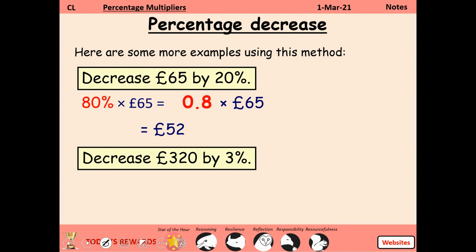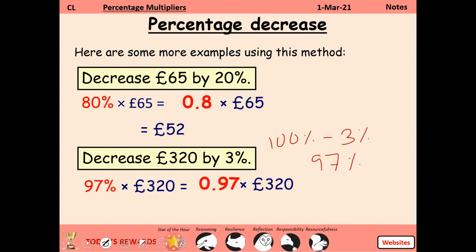Decrease £320 by 3%. So what do I do? 100% minus 3% is 97%. And as a multiplier, you just divide it by 100. So that'll be 0.97 times £320, and that'll give you £310.40. And that's how we work it out.